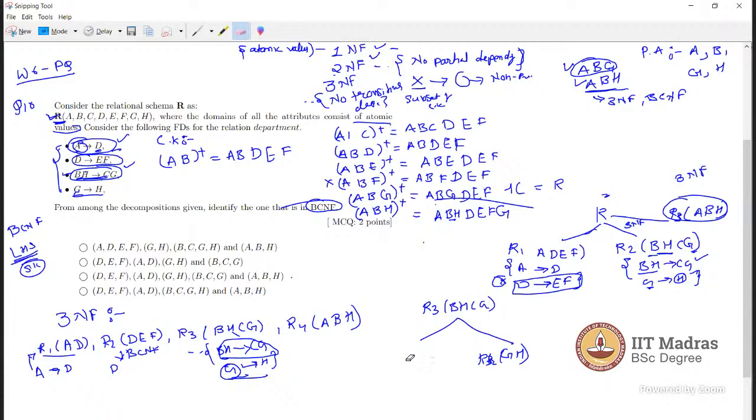Because this functional dependency is not satisfying our BCNF condition, right? So we make it as one table, that is R32 as GH. Now this will satisfy my BCNF condition. Now what about the other decomposed relation, R31? What should it be? We can take BHC. Why not BCG?